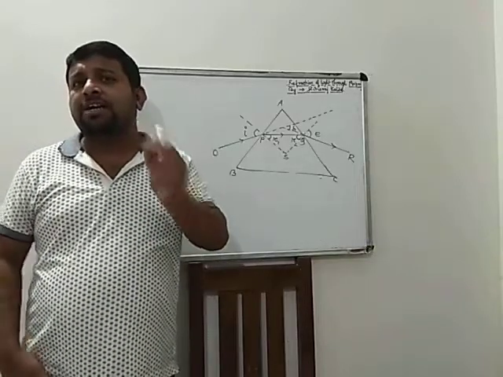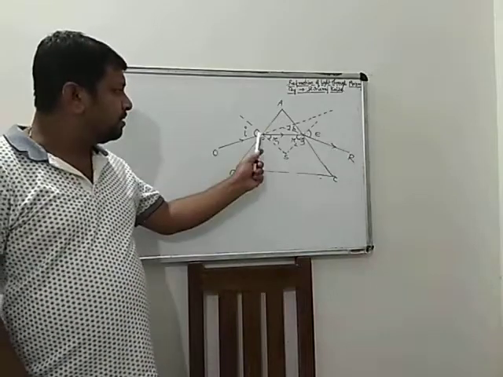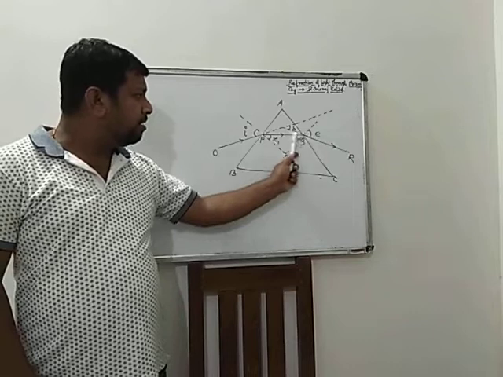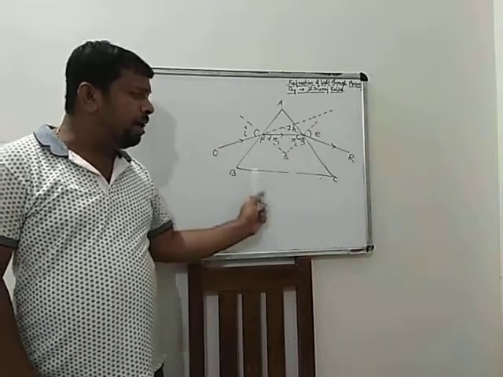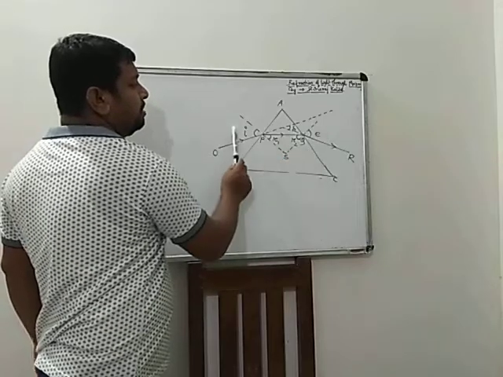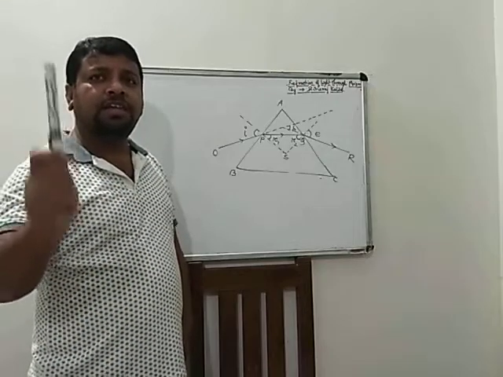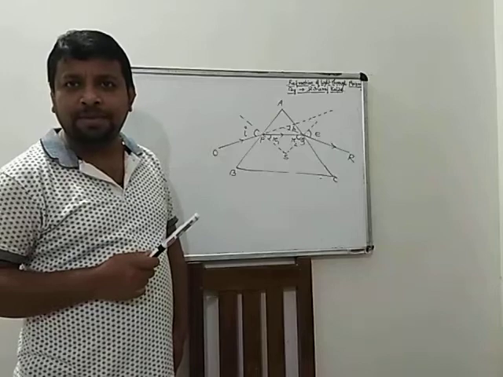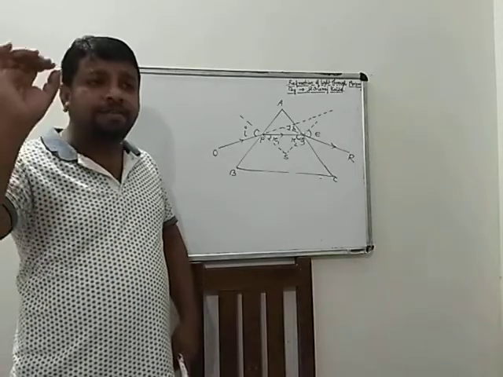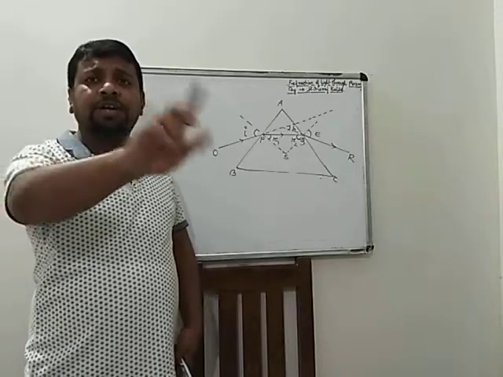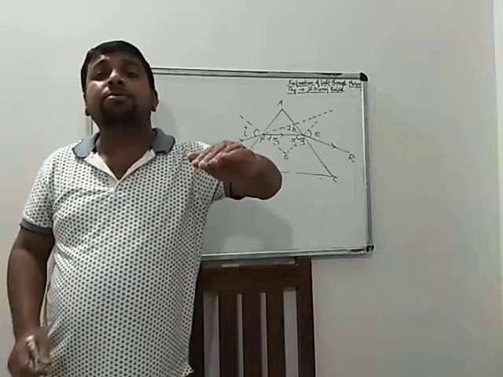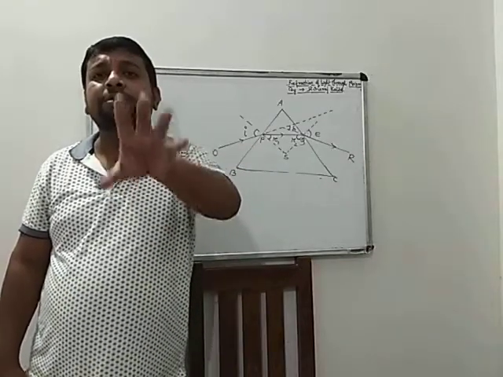the refracted ray becomes parallel to the base surface. The refracted ray PQ inside the prism becomes parallel to the base surface. So in that case, the angle of incidence is equal to the angle of emergence, that means I equals E. In that case, that deviation angle is known as minimum deviation. It is the deviation angle for a certain angle of incidence in which the angle of incidence is equal to the angle of emergence and the refracted ray becomes parallel to the base surface. So that angle is known as the minimum deviation angle.